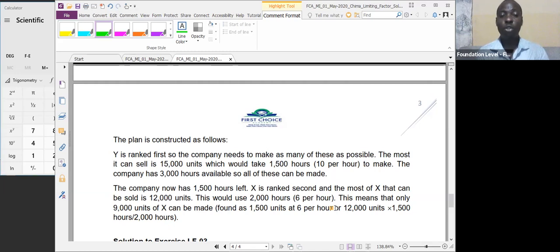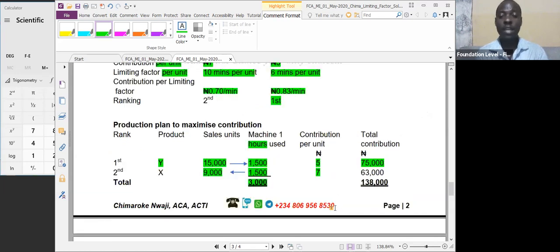So if you are to do it any other way, you will not get maximum contribution. To use any other way, the contribution you will be getting will not be as much as 138. So you see the purpose why we need to do this limiting factor analysis.